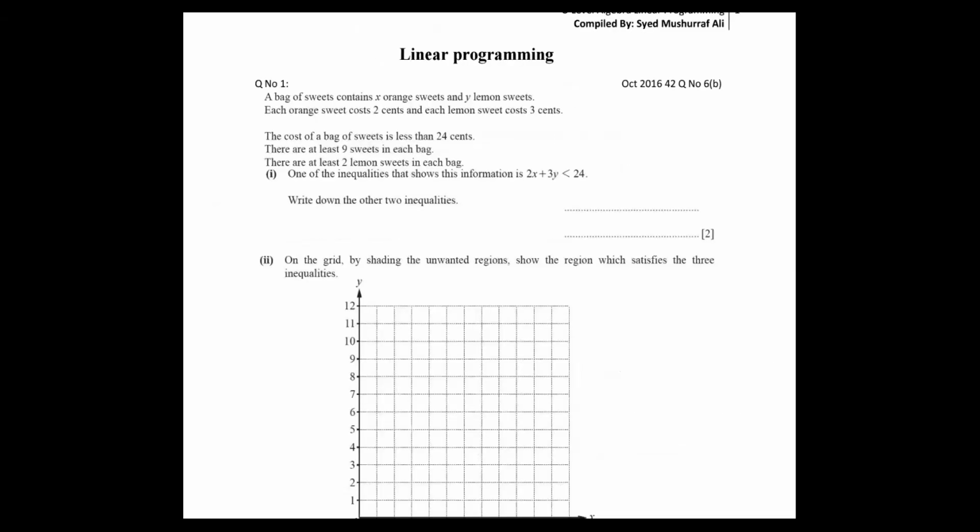Rahim, student. We have a question, October 16, 42 variant, 6B in O levels linear programming. So let's see how we can do this kind of question. A bag of sweets contains X orange sweets and Y lemon sweets, okay?